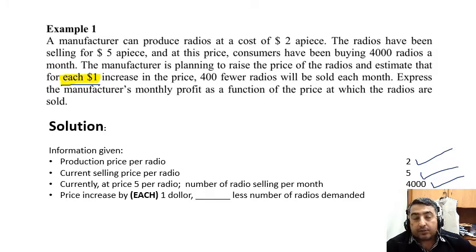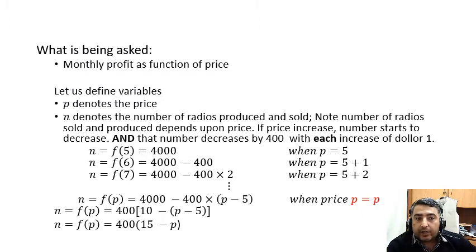When you increase the price by each $1, 400 fewer radios are sold. So the quantity demanded in the market is decreased by 400. This means for each dollar increase, we are supposed to sell 400 fewer units in the market. So this is the information given, and next we are asked to model the function, develop the function of the profit, which should depend upon the price. So remember that depending part, but we have to just form the function of the profit, right?